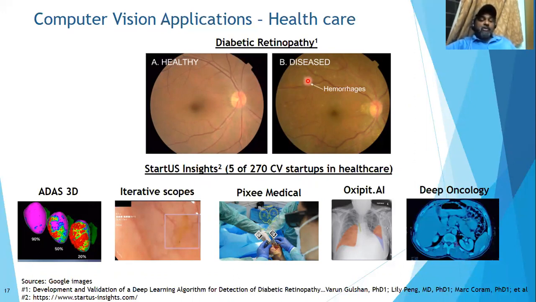Computer vision is a very ripe and rich field of healthcare because a lot of medical data is visual in nature. And at the bottom is an example of an article from a magazine called Startup Insights, where they looked at 270 startups that are using computer vision in one way, shape, or form. Five were deemed as winners, five different examples from heart to gastroenterology to surgery to lungs to oncology. So you can see the widespread application of something like deep learning.